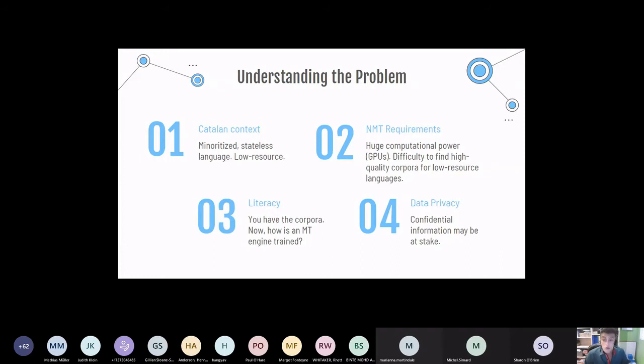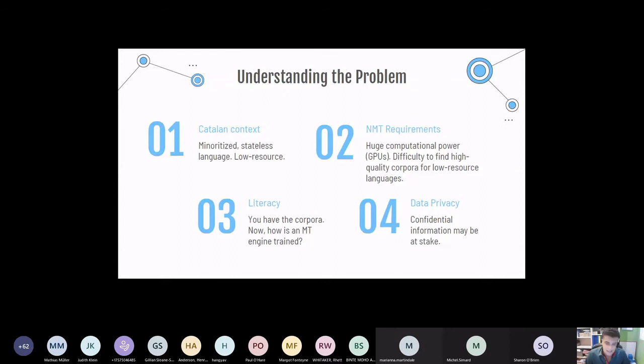In addition to that, we need to add the difficulty of finding high quality corpora for low resource languages. As in the previous presentation, English, Spanish corpora are available on the internet because we have European Union Parliament proceedings, and also legislation, but we cannot find that high quality corpora for low resource languages such as Catalan, because there are some places where it's even difficult to find it spoken. So imagine finding high quality corpora.